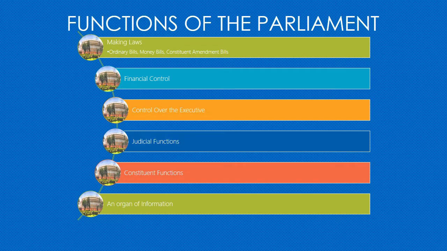An organ of information. The Parliament acts as an organ of information. Members of Parliament can ask for any information except those which may compromise the security of the country. Thus, the Parliament is not just a law-making body, it has numerous other responsibilities. Most importantly, it keeps a check on the government and ensures the welfare of the people.